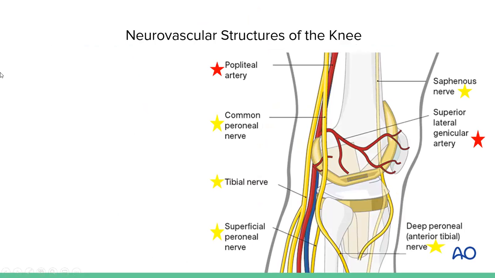And here's the neurovascular structure of the knee. We have the arteries right here with red little stars, and the nerves with the yellow stars that go through the knee.